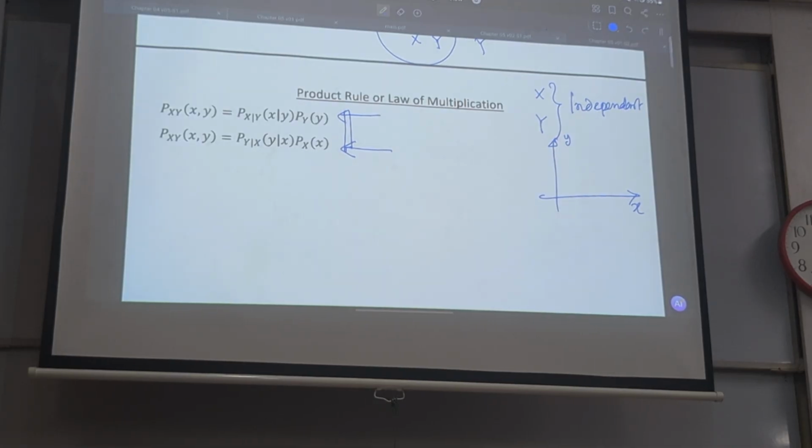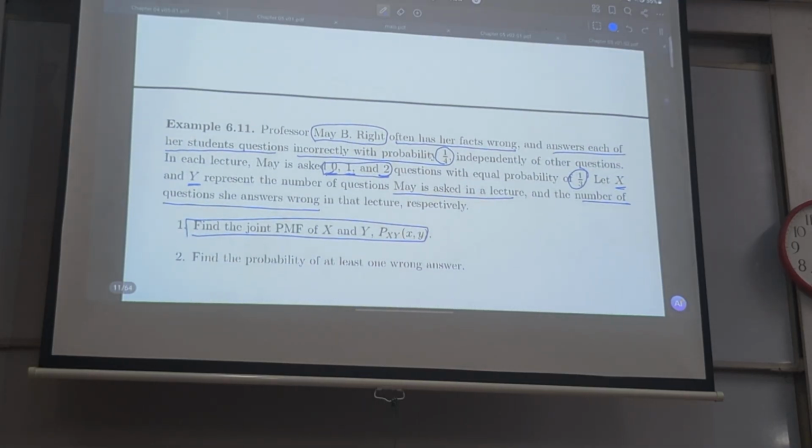X is the independent variable. For each value of X, you can have a value of Y, right? So you need to identify which random variable is the independent random variable and which is the dependent. So once again, let's get back here. Among these two random variables, which one is independent? X or Y? X is the independent variable.